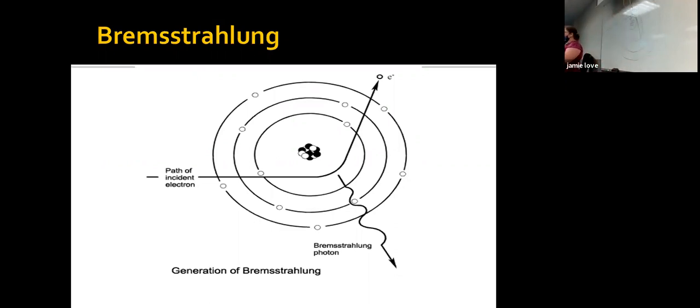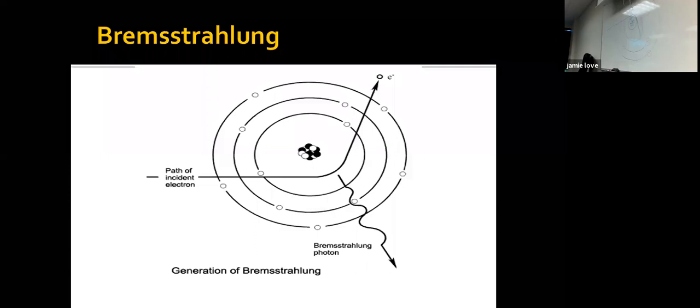Can I repeat what I just said to make sure it's right? Yep. So it's when the electron goes towards the nucleus, suddenly turns, causing it to lose energy and creating an X-ray photon. Yep. Okay.